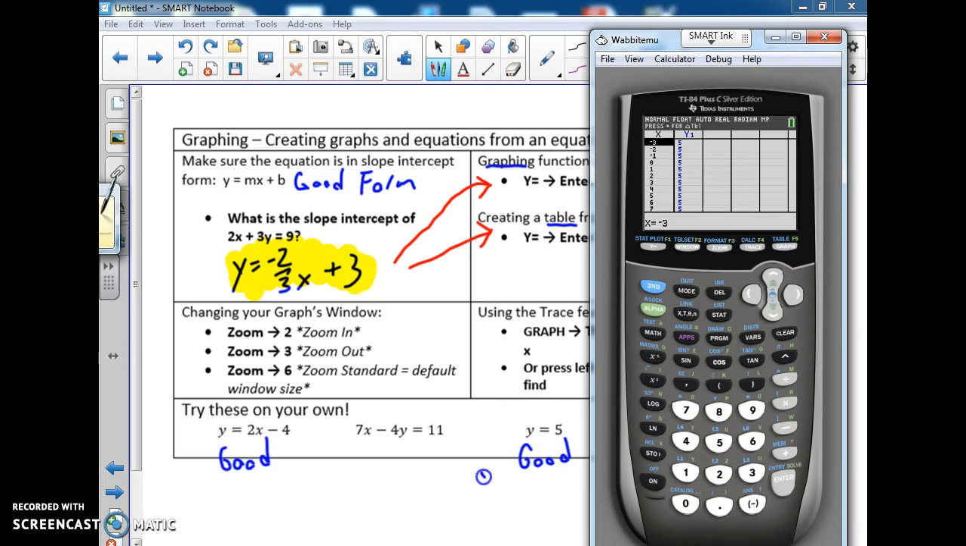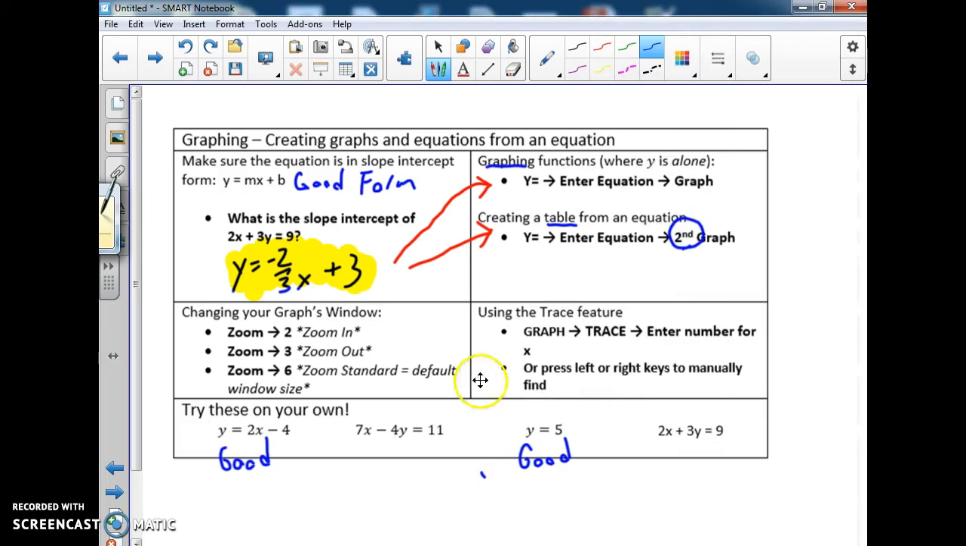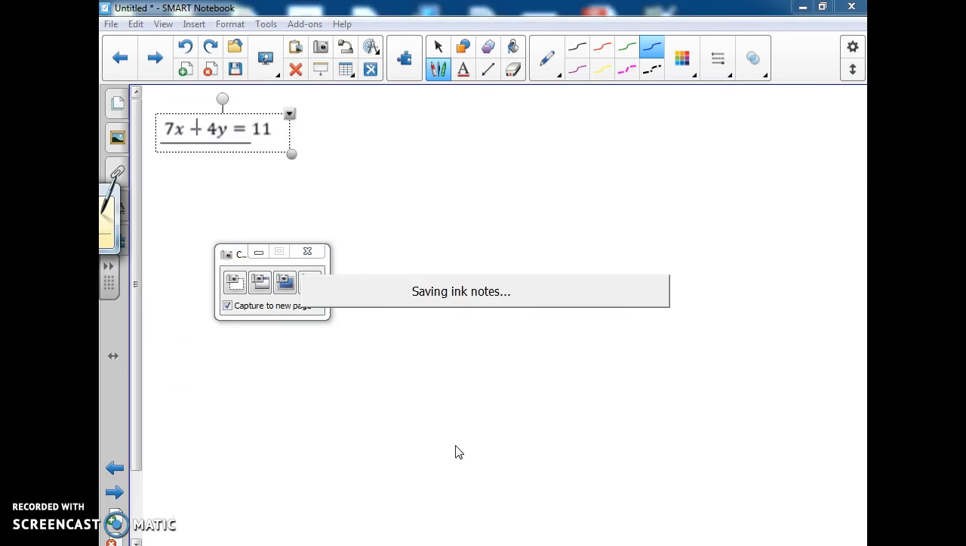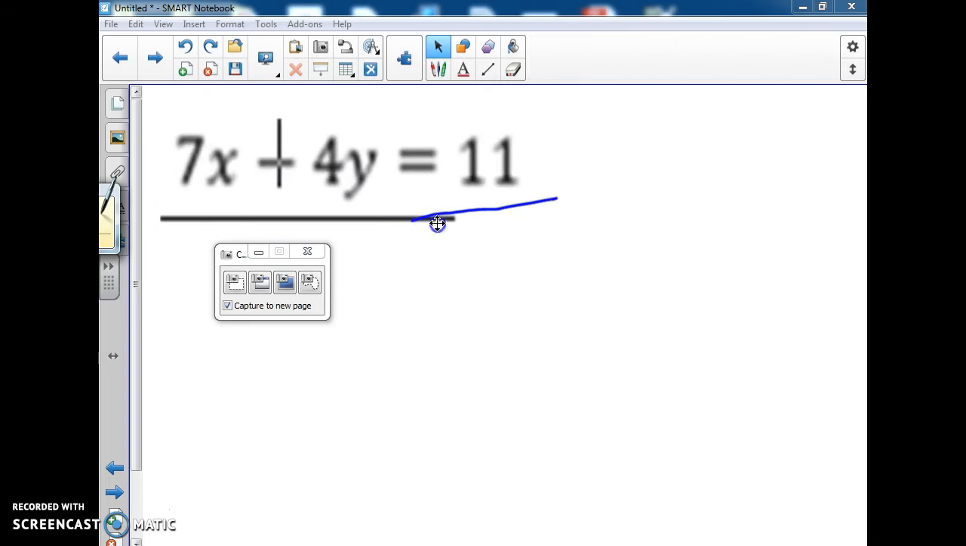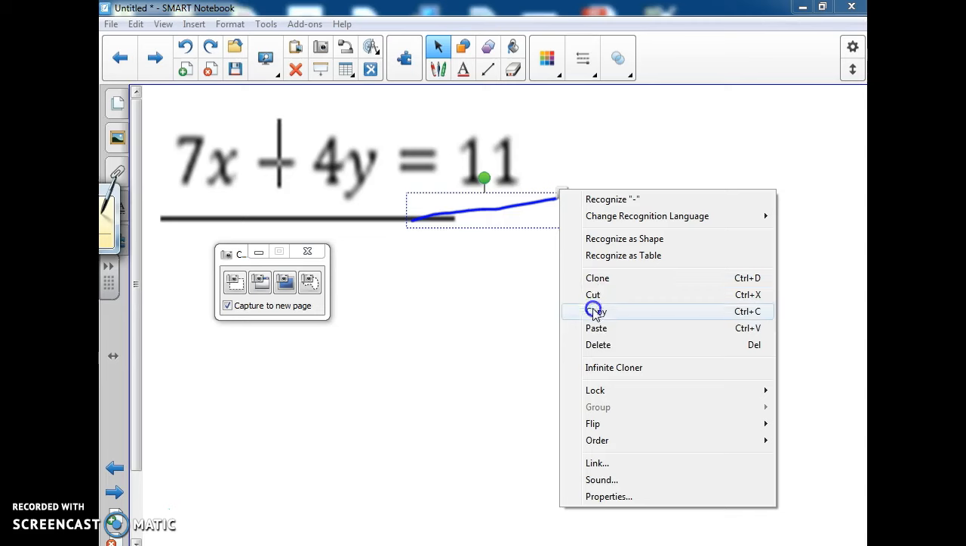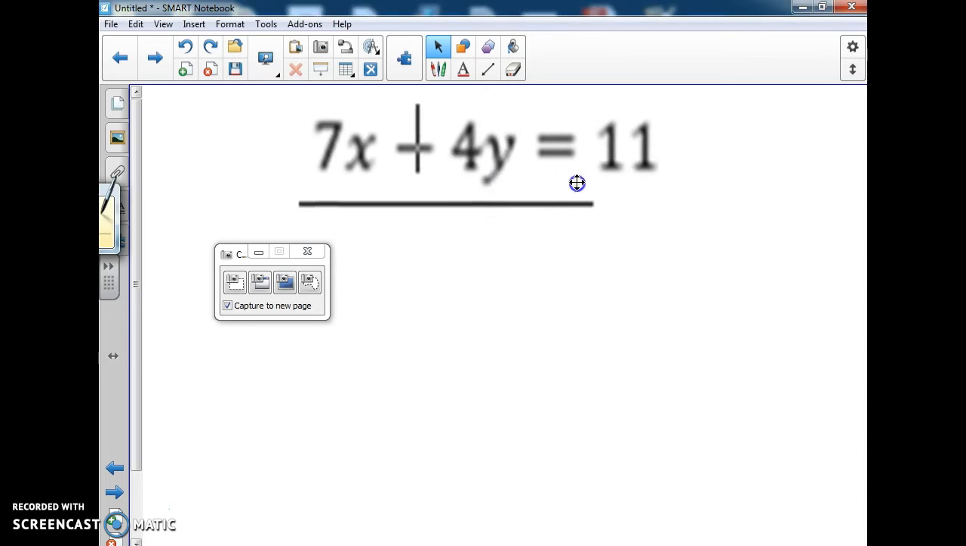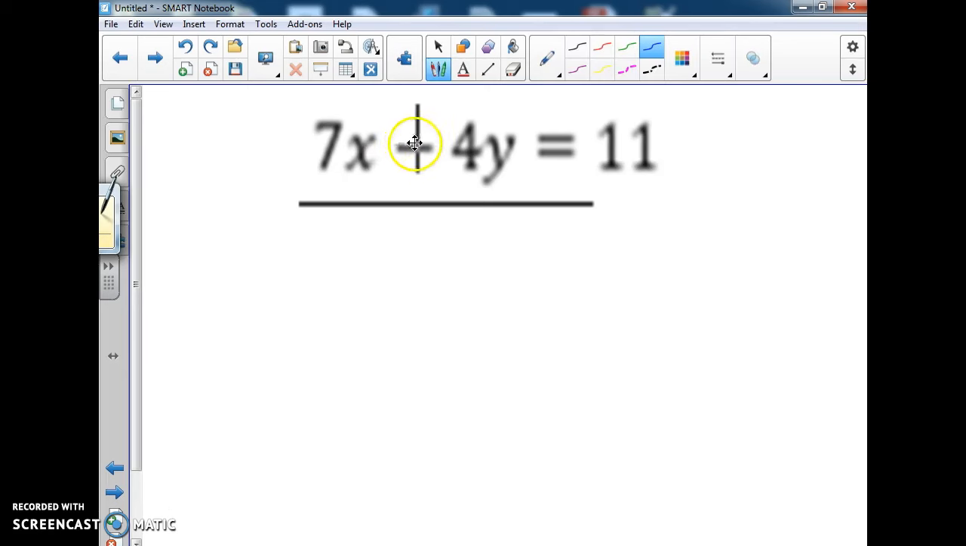All right, so the first two were easier because they were already in good form. The next two are a little harder because we have to take it from bad form to good form. So what we're going to do there is the work here. I don't know what that line is, but really, ignore it. It's not a plus. It's a minus right there. So let's do the work for the minus.